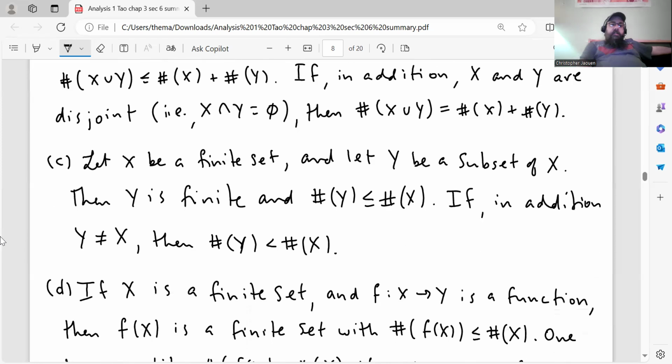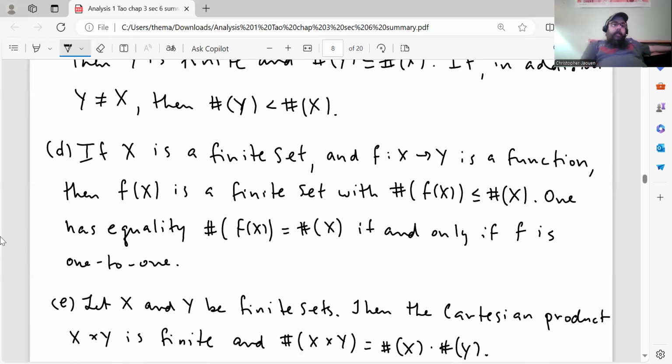Okay, property C. Let X be a finite set and let Y be a subset of X, then Y is finite and the cardinality of Y is less than or equal to the cardinality of X. If in addition Y is not equal to X, then the cardinality of Y is strictly less than the cardinality of X.